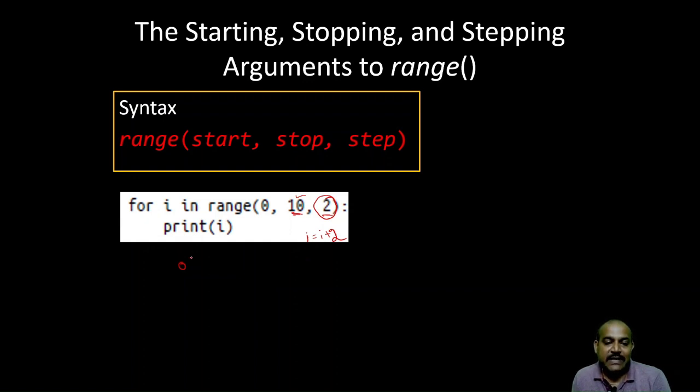Therefore, I will take I plus 2, 0 plus 2, that is 2. So, is 2 in the range of 10? Yes. Now, it will enter into the for loop, print I. What is I? 2.